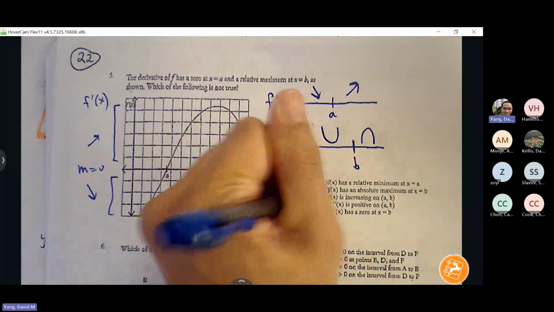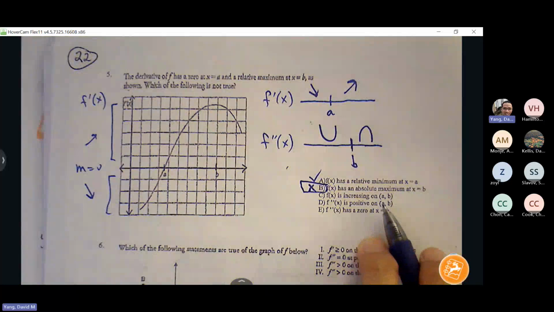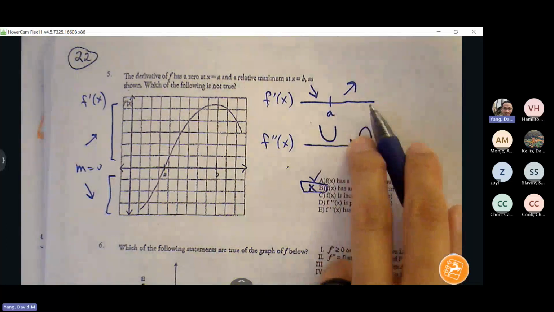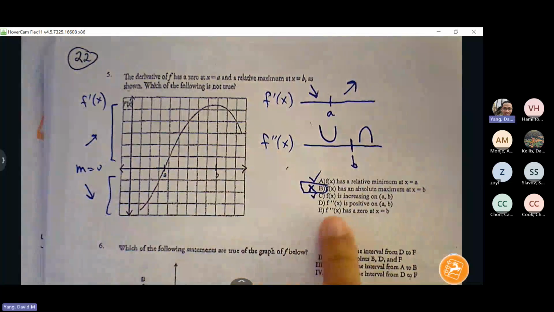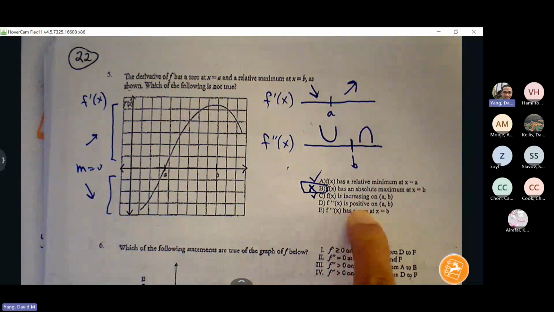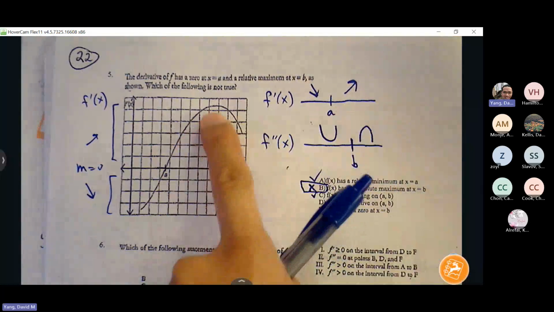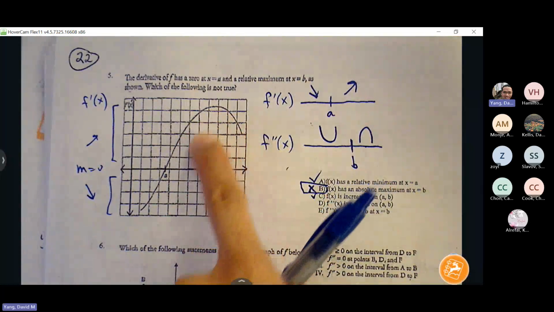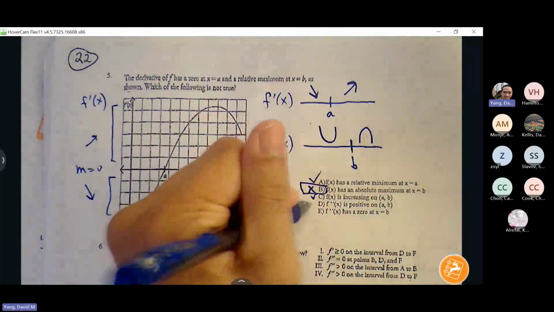So we think it's B, but let's just go ahead and confirm that all the others are true. F of x is increasing from A to B. That is true. Anything after A, my graph is increasing. F prime is positive, slope is positive from A to B. That is true. From A to B, all my F prime graph is sitting above the x-axis. Above the x-axis means positive slope.